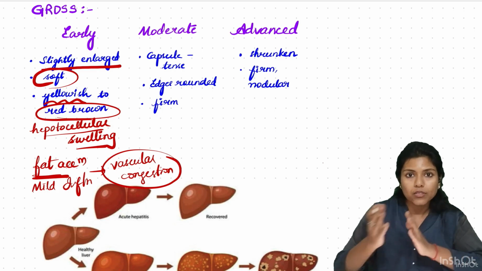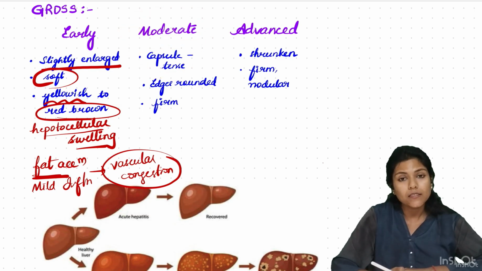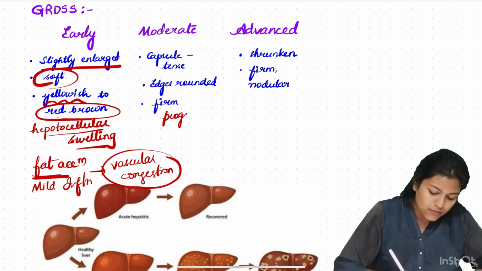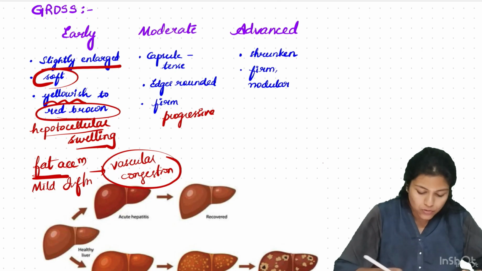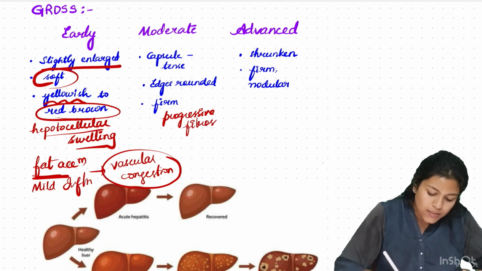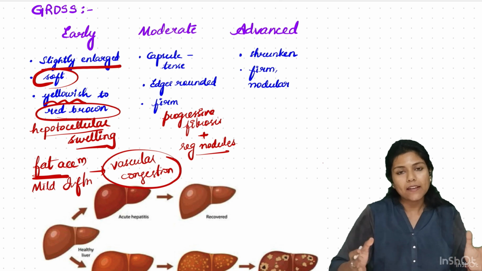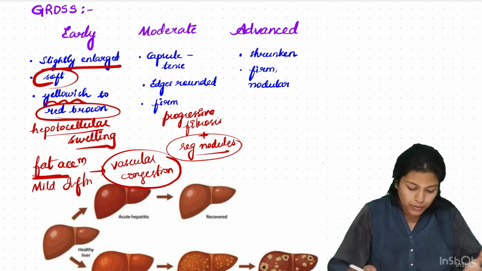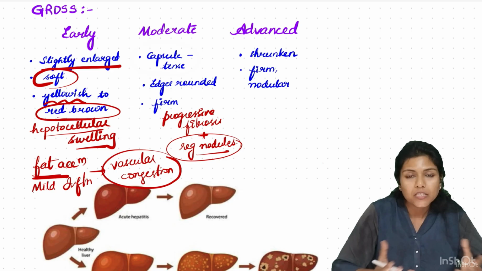In moderate stages, progressing to the next stage, the capsule becomes tense. Why does the capsule become tense? Because of further enlargement. In moderate stages, there will be progressive fibrosis. Necrosis, as I have explained, bridging necrosis, is followed by bridging fibrosis. So there will be progressive fibrosis accompanied with regenerating nodules. The liver on the whole expands, and the regenerating nodules mean the liver parenchyma will bulge out. So the capsule becomes tense because of even further enlargement of the liver.